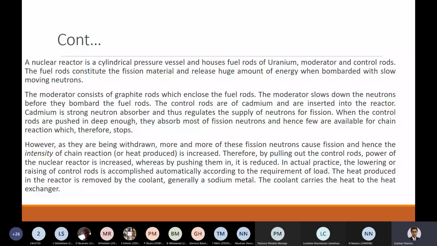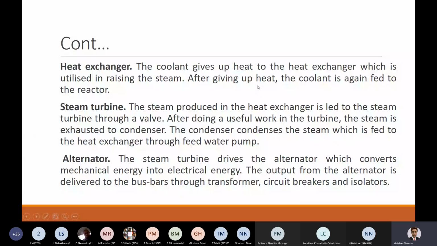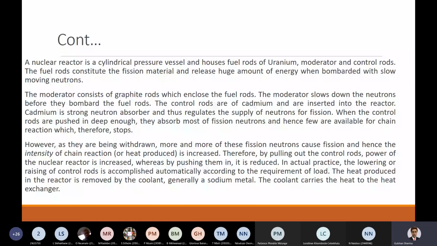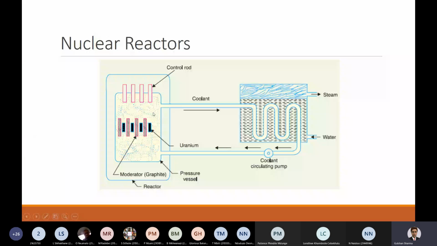That's one concern. The other concern is the heat exchanger. The coolant gives up the heat to the heat exchanger, which is utilized in raising the steam. After giving up the heat, the coolant is again fed to the reactor. As I've already shown you, the coolant, the sodium metal, flows into these tubes. Once it gives the heat to the water, your circulating pump will again feed the coolant into the reactor. So this is a continuous process, guys.